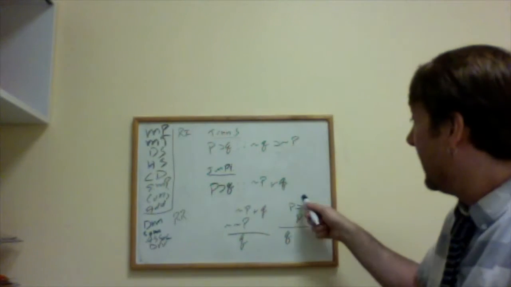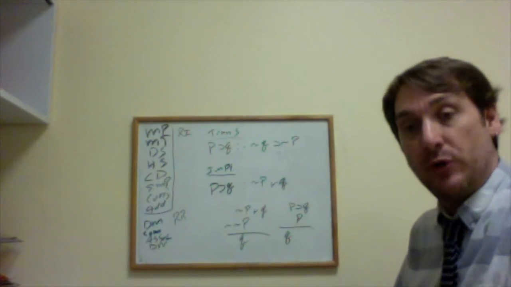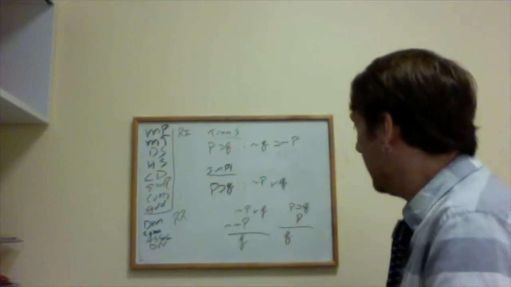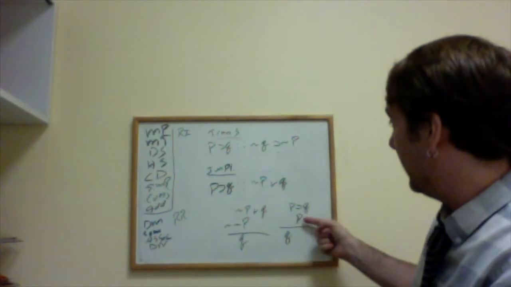Here we have tilde p and conclusion q, but by double negation, we know that tilde p is logically equivalent to simply p, and so we have turned what was a version of disjunctive syllogism into modus ponens. And so once again, this is a tautology, these two things are logically equivalent.